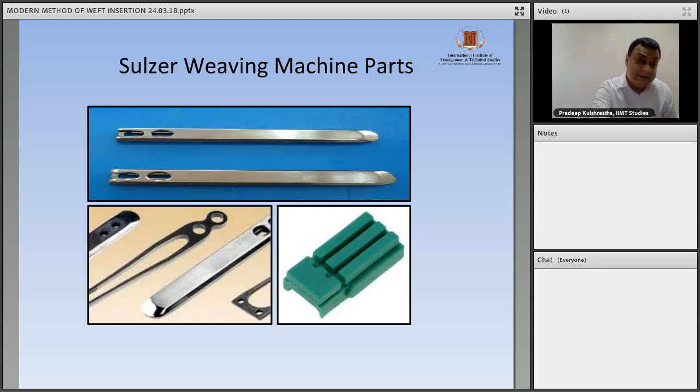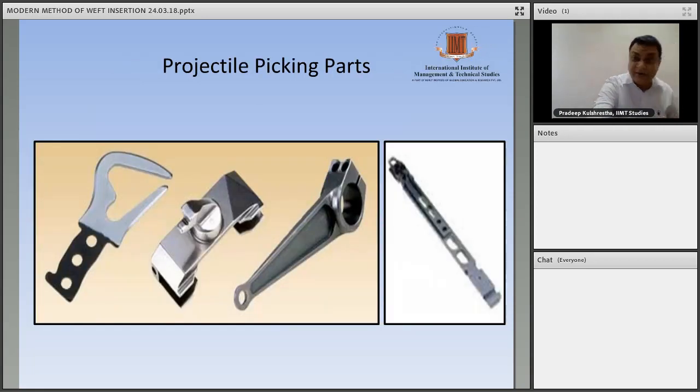And if you see this projectile, we open it. There is a gripper which holds the yarn. This is the body, and this is a riveting unit. And this one is the brake. If the projectile is triggered with a very high speed in the shed, the brake is responsible for stopping it as and when required.